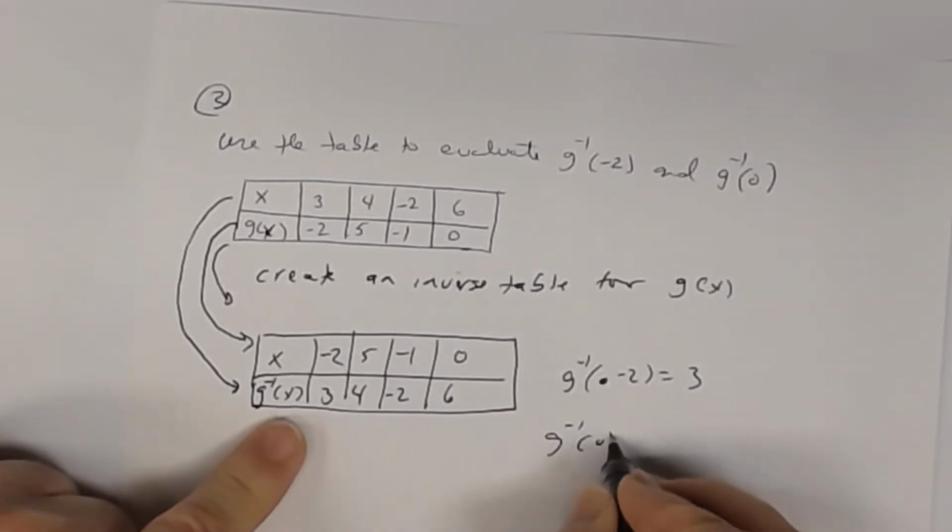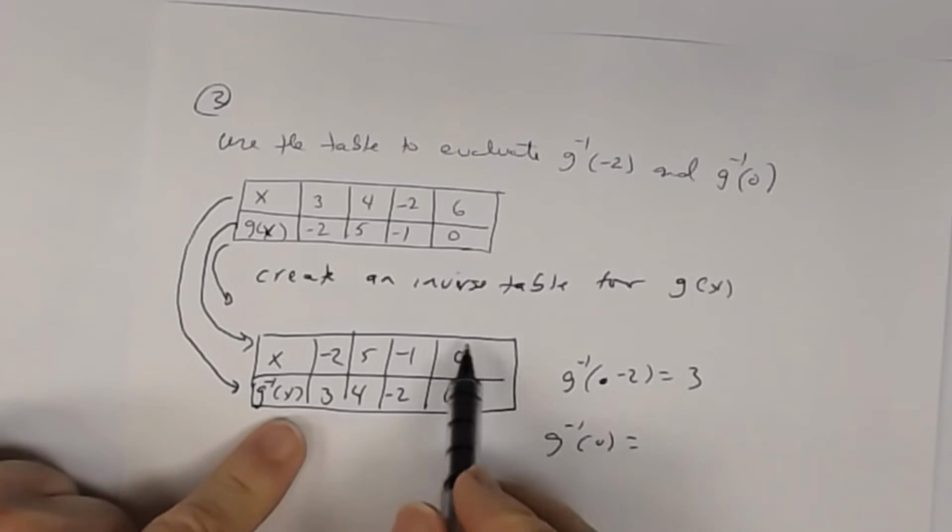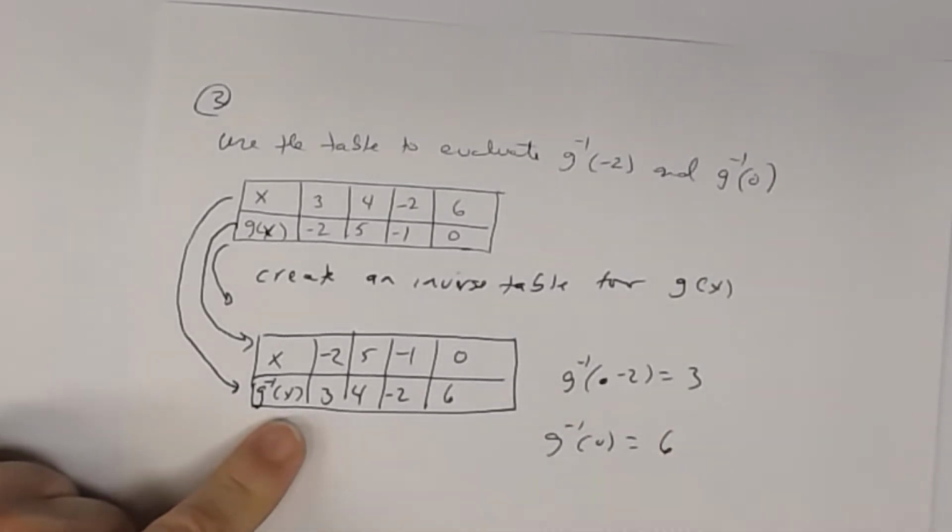G inverse of 0. Well, G inverse of 0, that's this one here. So G inverse of 0 is what? 6. All right? And so on. Okay? So that was number 2. So it's not very difficult. Fairly simple thing, right? All right, let's look at number 3.